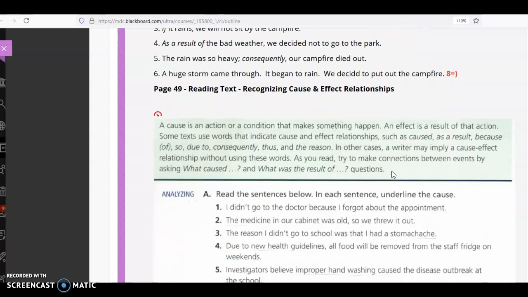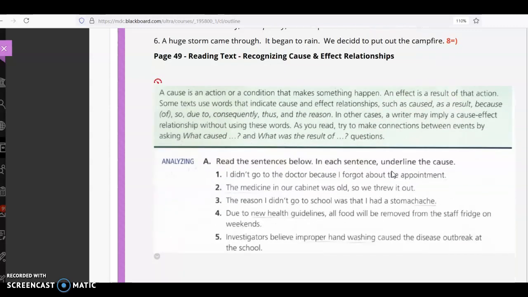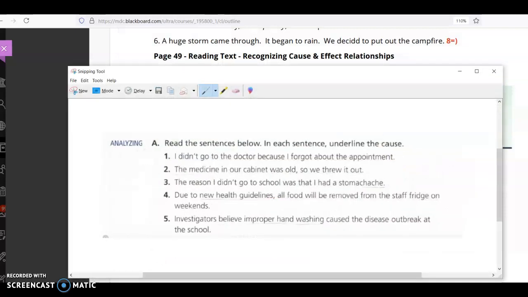You worked on page 49 for your homework. And so at this time, I'd like to quickly go over these sentences, and let's underline the cause that creates the particular effect in each sentence. So here I will mark these with a red pen. We start off with sentence number 1.